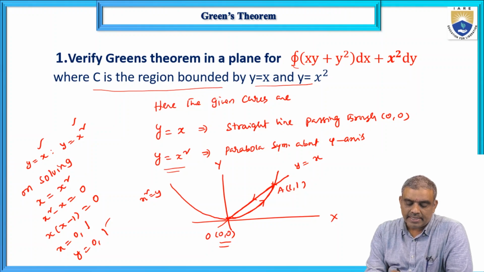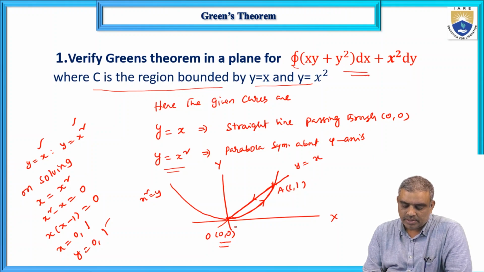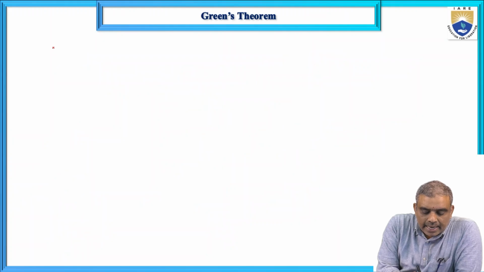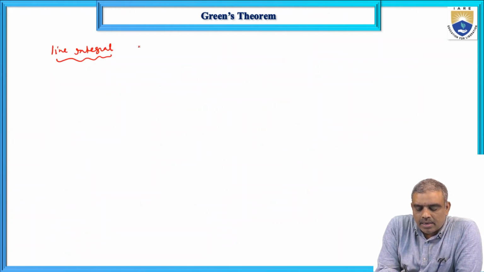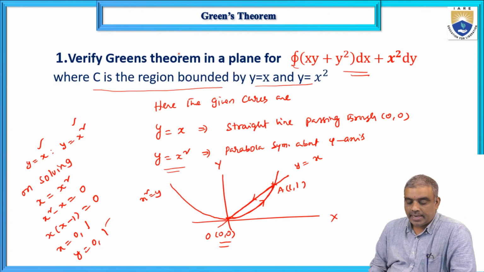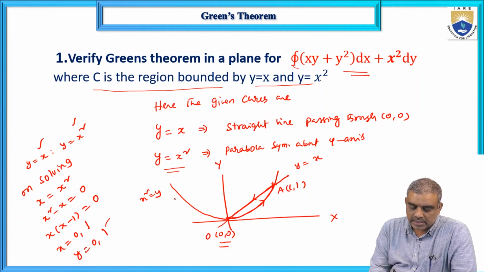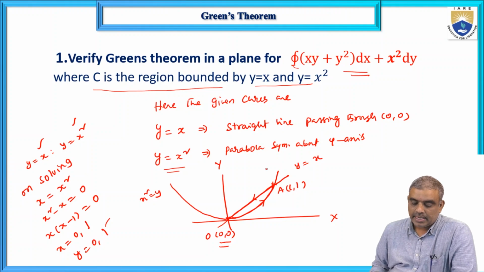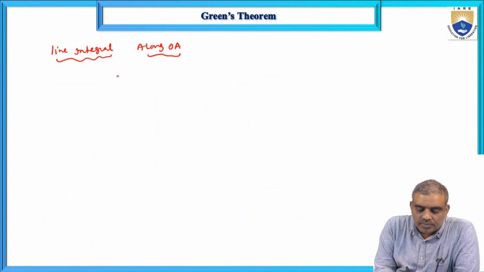Now we have to evaluate the line integral along this curve. That means along OA and along AB. So first I want to see the line integral along OA. What is the curve along OA? This is the curve y is equal to x square.